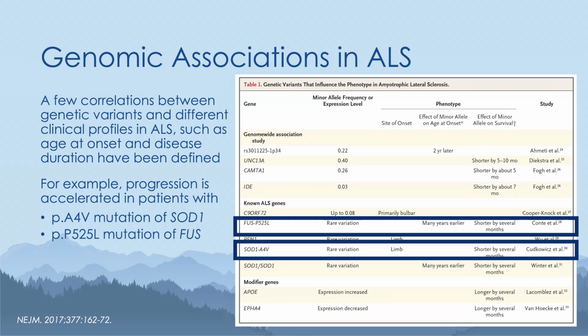Specifically, I'm drawing your attention to 2 such purported genomic associations, each from a single study. The first is a FUS variant, the P525L variant, which was found in a series of 11 patients to suggest that patients with that variant present many years earlier and have a shorter survival course. In addition to patients who have a mutation in the SOD1 gene, the A4V mutation, which were found to have a shorter survival as well in that single study.